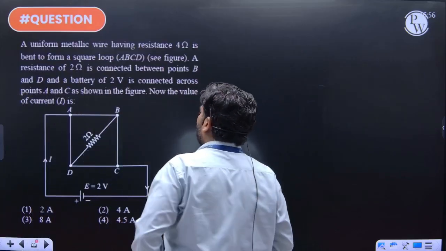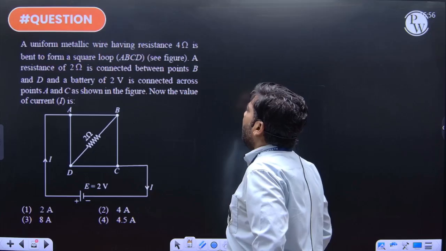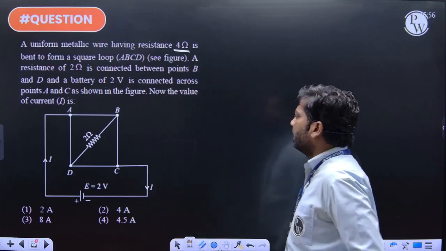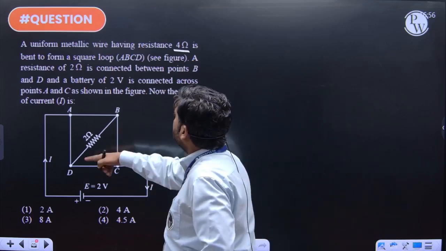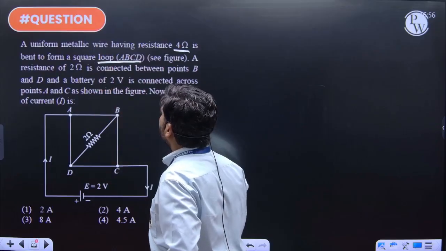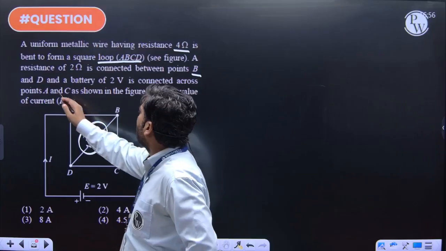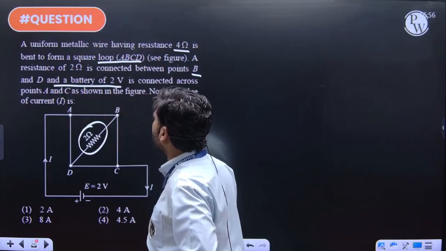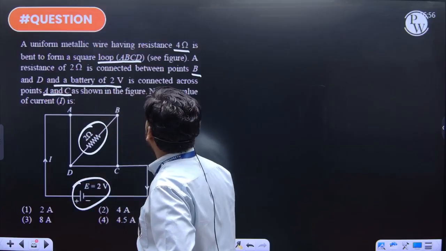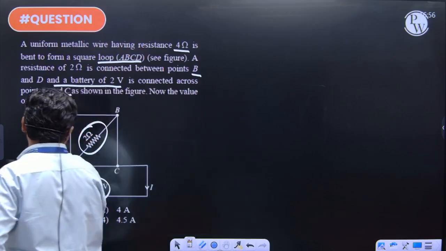This is also, I think, a very straightforward question. A uniform metallic wire having resistance 4 ohm is bent to form a square loop ABCD. A resistance of 2 ohm is connected between points B and D, and a battery of 2 volt is connected across points A and C. Now what is the value of the current I? You have to find out the value of this current I.